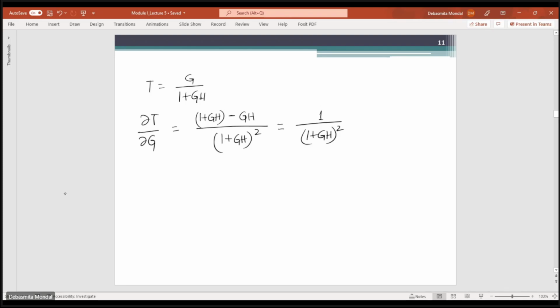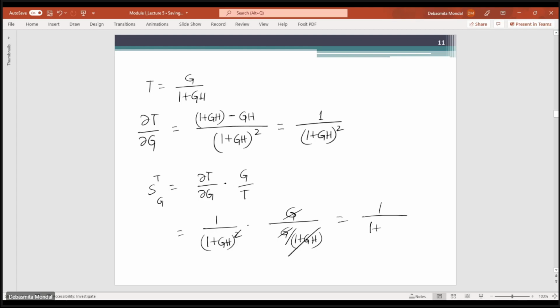Okay, so now you can write S_T of G equals del T by del G multiplied by G by T. Substitute 1 plus GH whole square, and you have G by 1 plus GH. So G and G cancel out, 1 plus GH goes to the numerator, and this cancels out, and you get 1 by 1 plus GH. So this is not only 1 plus GH, it is 1 by 1 plus GH.